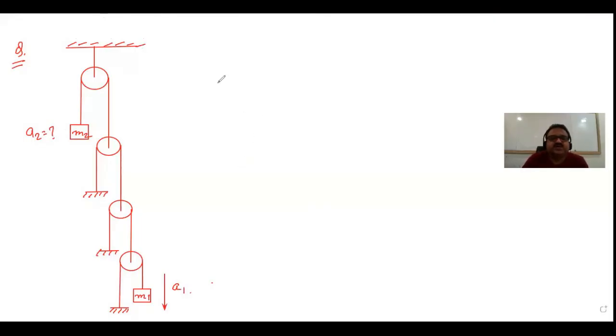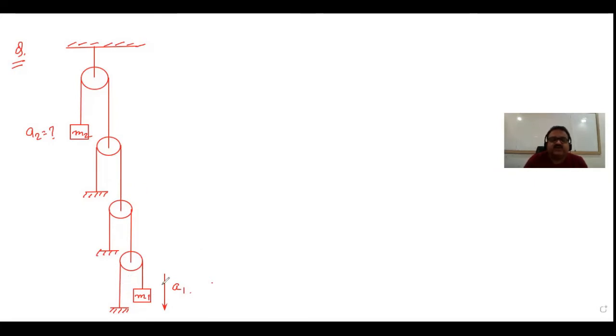Look at this, students, a system of pulleys is given like this. The mass M1 is moving down with an acceleration A1 and all those pulleys are movable. We need to find out the acceleration of M2 in terms of A1. So what to do here? Start from the tension, correct?